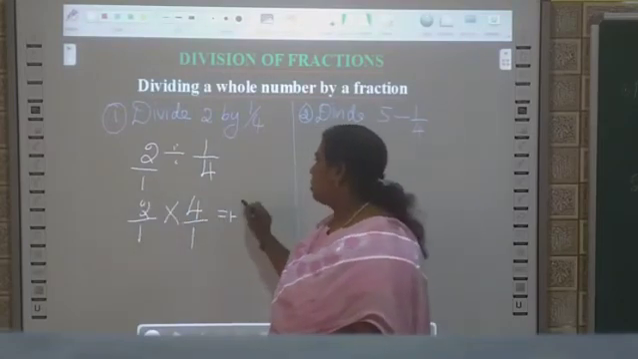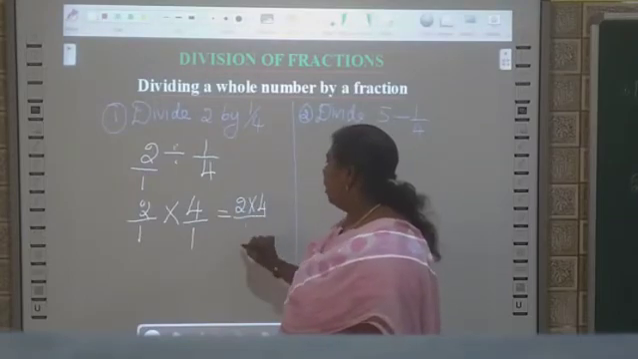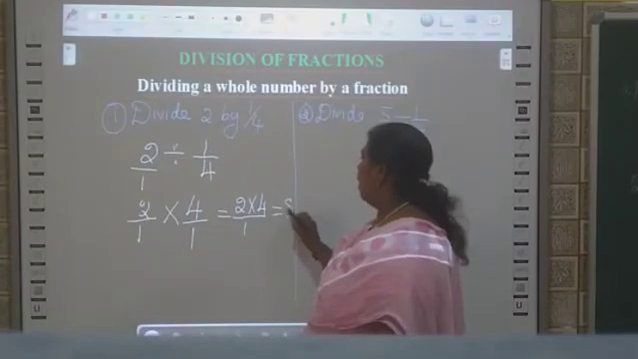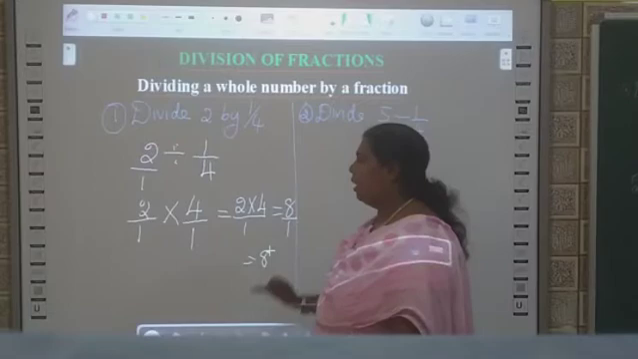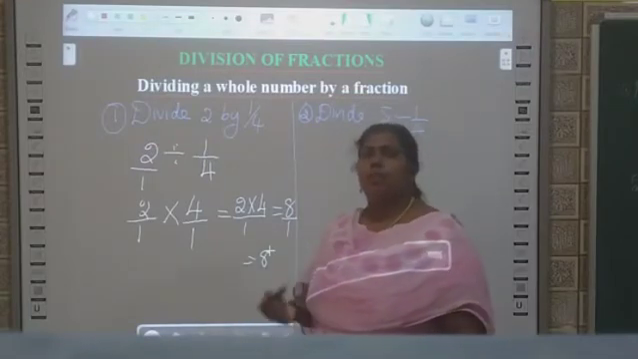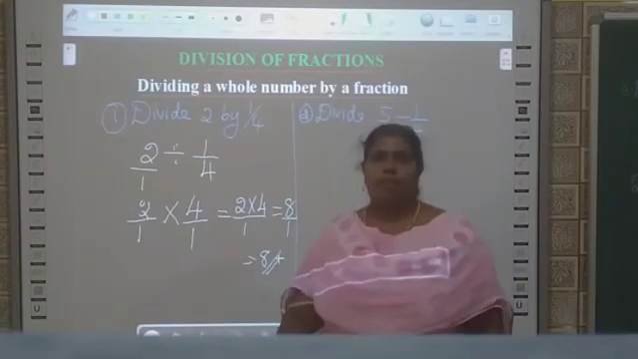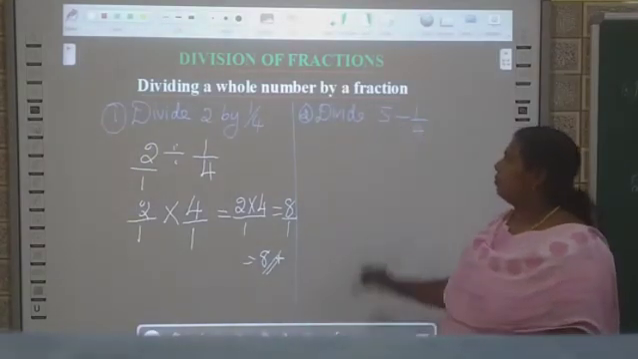Yes. 2 times 4 divided by 1 times 1. 1 times 1 is 1 only. So 4 times 2 is 8. In the denominator, 1. You can write the answer. If you are getting 1 in the denominator, if you are not writing it also, no problem. The value is 8. Understand?